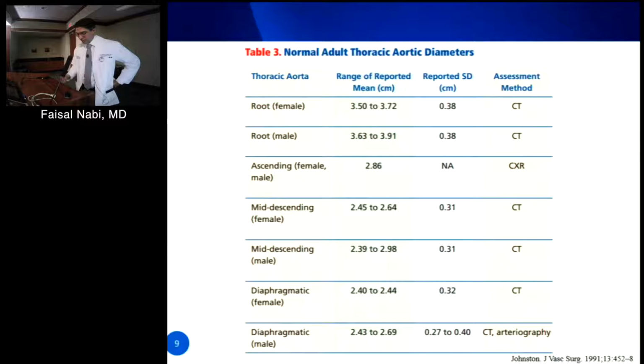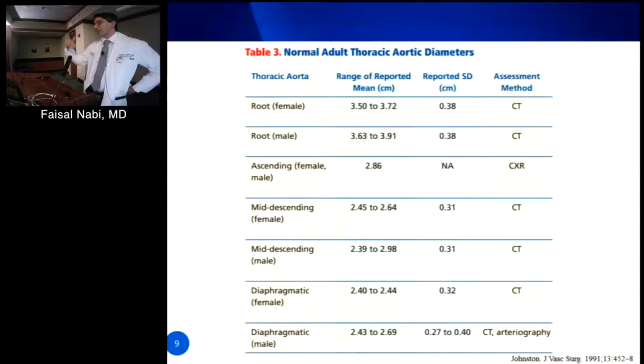But in general, this will give you an idea. You know, the normal root is between 3.7, 3.8, and the rest of the aorta should be less than 3. So is this outside? Well, this is external to external.